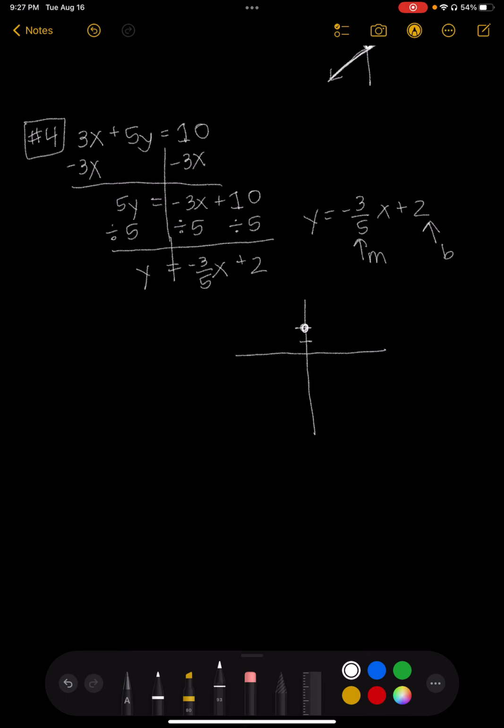And so I always want you to make that run go to the right and attach the negative, if there's a negative, to the rise. So we're going to attach the negative to the rise, which means that the rise is negative 3. So I'm going to go down 3, 1, 2, 3, and then run 5, 1, 2, 3, 4, 5 to the right. Now I've got my 2 points, and all I have to do is connect the dots. And there we have it. There's the line. And that is the second way we can graph standard form equations. So whatever you feel most comfortable with.